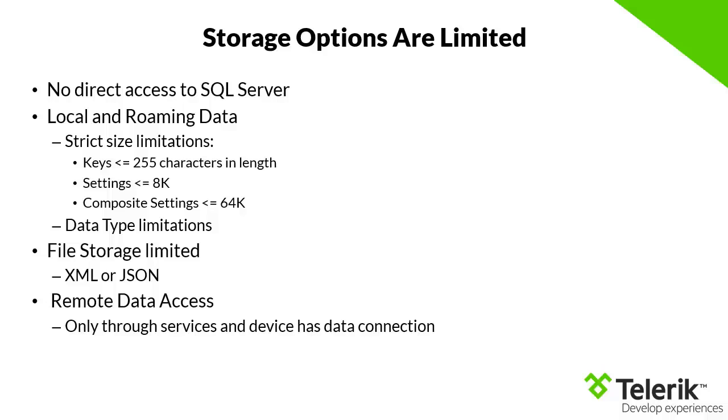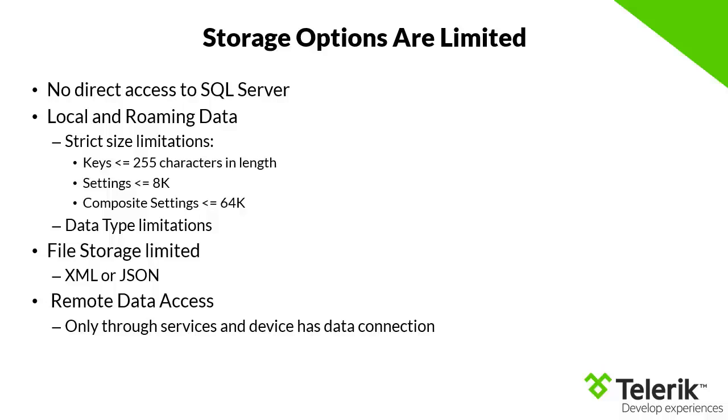Local and roaming data is a possibility, but you have some very strict size limitations. Really, you're looking at 8K for a setting, 64K for composite settings, and that's really not enough to store real meaningful data. It's perfect for storing application settings and user preferences and things like that, but not when you're talking about data for your application. File storage is limited. You have XML or JSON essentially, and whereas those are very usable, you're still looking at some difficulty when you're trying to do relational lookups or joins and things of that nature.